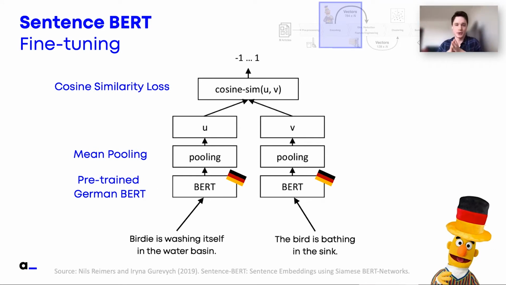And one such pair is visible on the bottom of the screen. We can see that these two sentences about a birdie are almost identical in meaning. Therefore, I would expect it to have a very high similarity score.